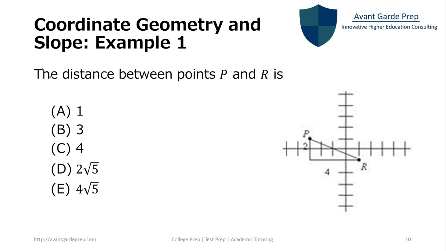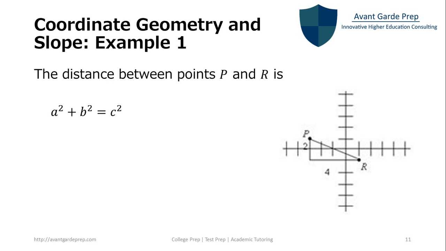Example 1 reads, distance between points P and R is A) 1, B) 3, C) 4, D) 2 root 5, and E) 4 root 5. And so we have this graph set up over here. Anytime you need to, if there's not a graph provided, go ahead and draw one out. But in this question they actually provide the graph. And so you can see these 2 points here, and they even give you the triangle set up. So here you can easily do the Pythagorean theorem to find the distance between P and R.